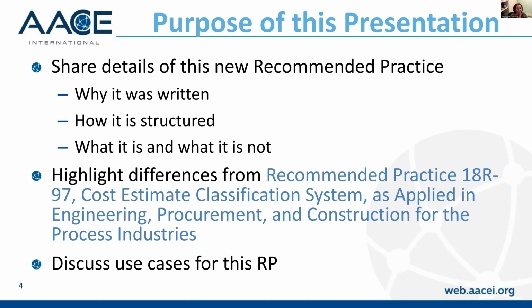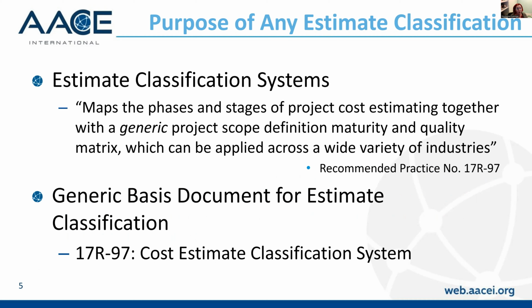So let's go back a little bit and talk about the purpose of an estimate classification. It's really about mapping the phases and stages of the project cost estimating together with the generic project scope definition and maturity matrix that comes with project lifecycle and gating that can be applied across a wide variety of industries. Now that definition is taken out of the source classification system, 115R-97. And as I said, it's really generic for any industry.